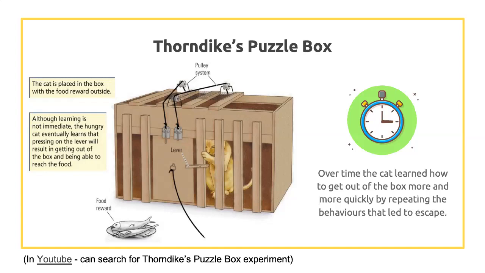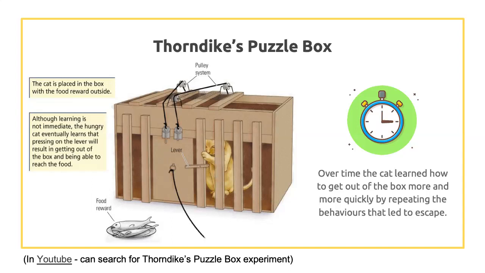So the cat was placed in that box with a food reward outside of the box, for example, a fish as a reward for the cat. The cat was hungry and needed to come out in order to get the fish. Although for the cat to learn how to get out from that box requires some incremental learning and relearning, a trial and error kind of process. And at the end, the cat managed to do that.